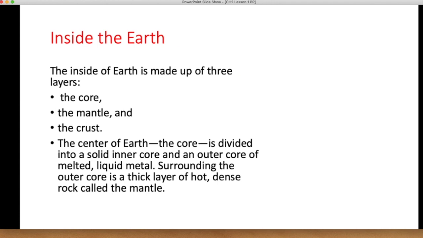Okay, the new main point here, right? Inside the Earth. Okay, the inside of Earth is made up of 3 layers: the core, the mantle, and the crust. Okay. You'll actually see this divided up a little bit differently. I've got a graphic on the next slide that shows we've got this other part to the mantle. The core actually has 2 parts to it, but we kind of break it up into 3 main layers. Okay, the center of Earth, the core, is divided into a solid inner core and an outer core of melted liquid metal. Surrounding the outer core is a thick layer of hot, dense rock called mantle.